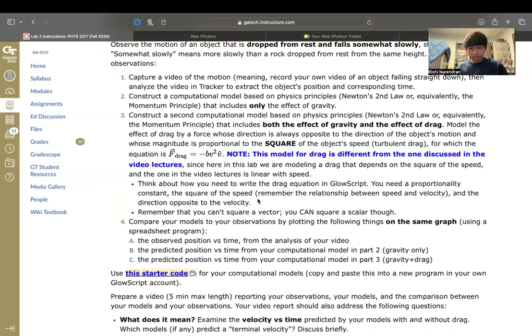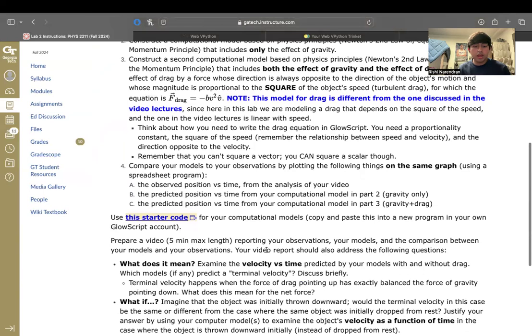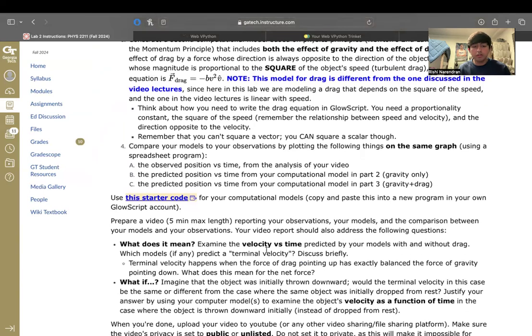Next, we were asked to compare my models to my observations by plotting everything on the same graph, which I just showed you. And now we're going to answer some of the "what does it mean" questions. The question asks: examine the velocity versus time predicted by your models with and without drag. Which models, if any, predict a terminal velocity?